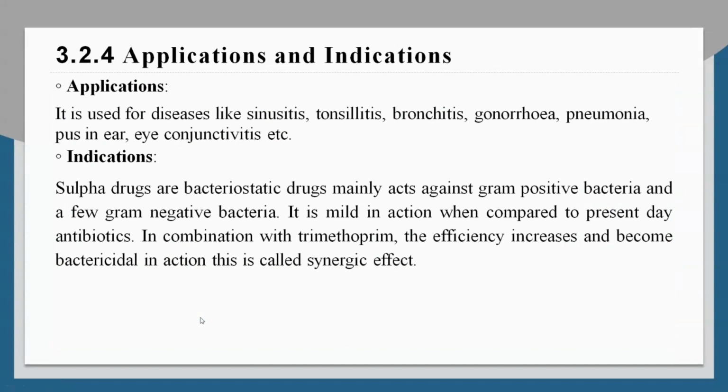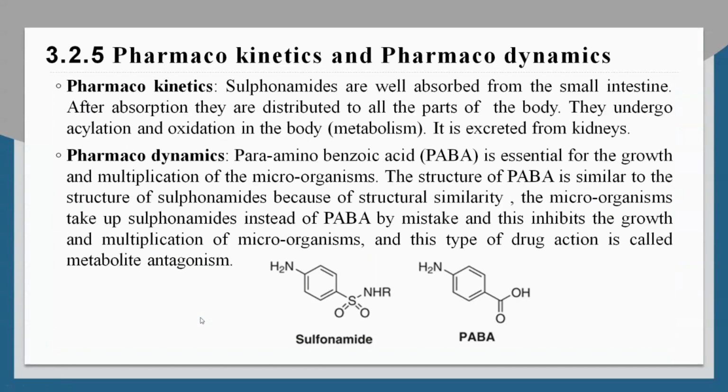Coming to the applications and indications, it is used for diseases like sinusitis, tonsillitis, bronchitis, gonorrhea, pneumonia, pus in ear, eye conjunctivitis, etc. Sulfa drugs are bacteriostatic drugs, mainly acting against gram-positive bacteria and a few gram-negative bacteria. It is mild in action when compared to present-day antibiotics. In combination with trimethoprim, the efficiency increases and it becomes bactericidal in action. This is called synergistic effect.